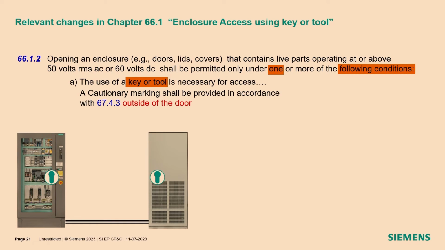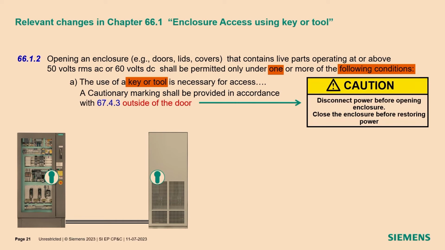But there's something I also want to mention. If you want to do this enclosure access, we need a caution marking. By UL, this is the right one. This caution marking tells the qualified person: be careful, disconnect the power before opening the enclosure, and close the enclosure doors before restoring the power. This is only a reminder which is necessary for the thing.